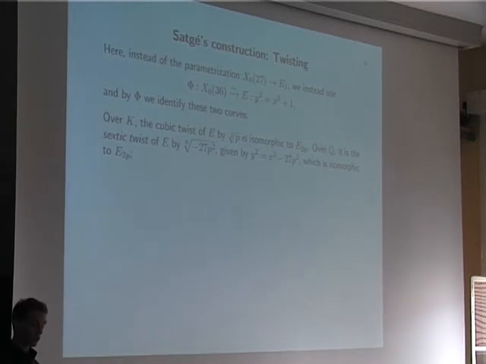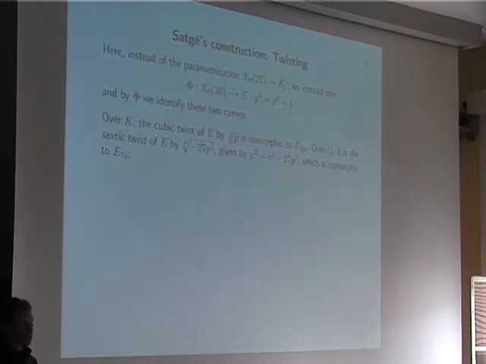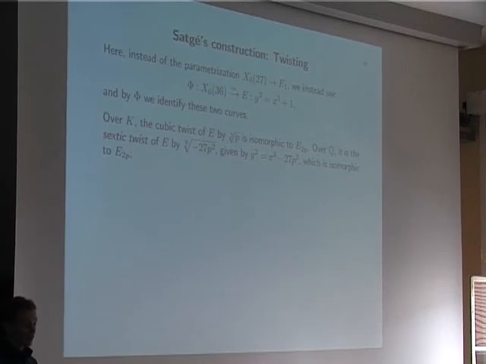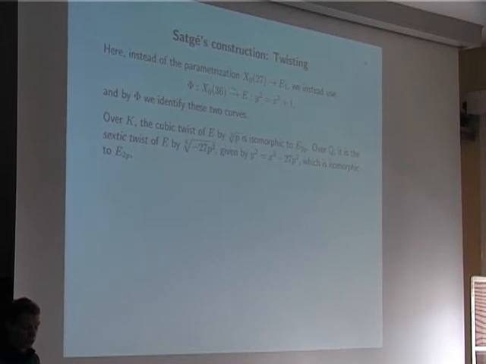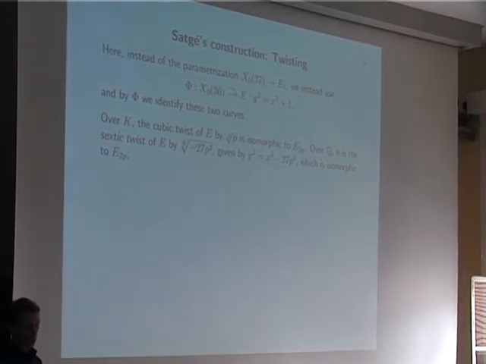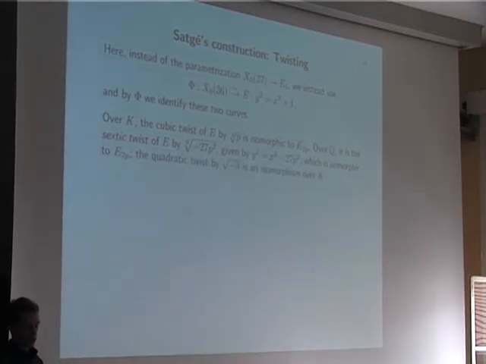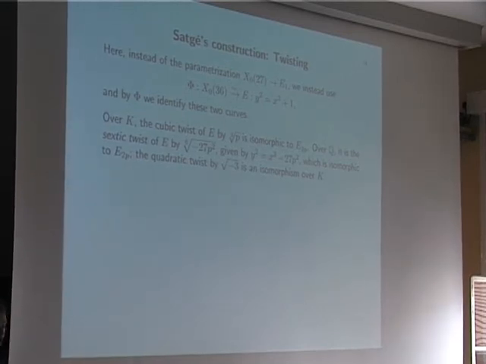If you want to do this over Q, it's actually the sextic twist of E by the sixth root of minus 27p squared. So that's what the sextic twist of E is: y squared is x cubed minus 27p squared. And you can show that this is isomorphic to E_{2p} just by computing the minimal Weierstrass equation.